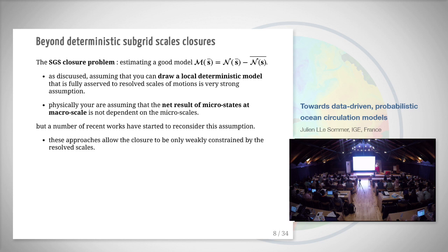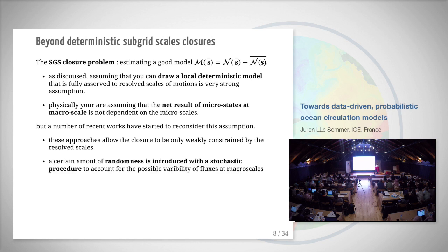And it turns out that a number of recent works in oceanography, following previous work in other fields, including atmospheric science, are gradually reconsidering this assumption. This is usually done through the idea of transforming closures into weakly constrained closures. So instead of saying A implies B, I would say A implies B, maybe. I'm just adding some noise on top of that, allowing some randomness to be introduced in the system through stochastic procedures, therefore accounting for possible variability of the upscaling flux at the macro scales.